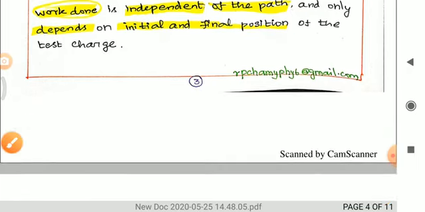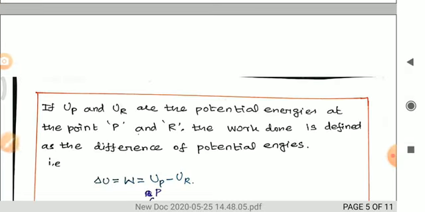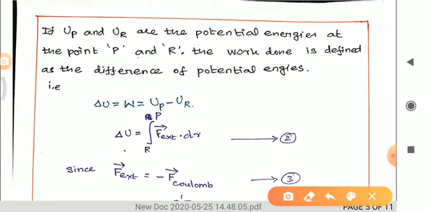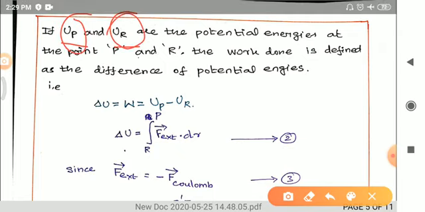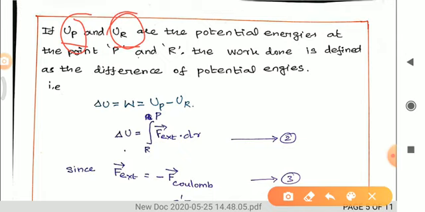Then next we can see that we can give a limit for them. Here we are considering U_P and U_R as the potential energies at the points P and R. Now what is the work done? Work done can be defined as the difference of potential energies. How can we say that? If work is done, changes should be there. That's why we are taking two potential energies at the points R and P. If there is some difference between the potential energies at the points P and R, then only we can say that work has been done.